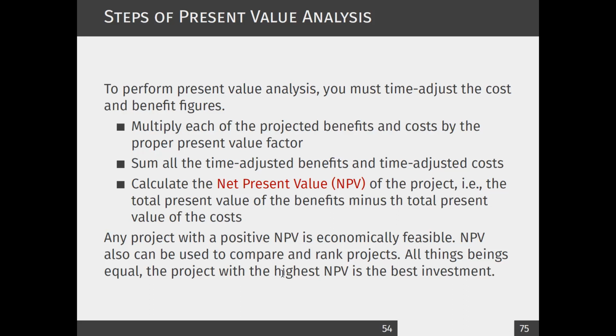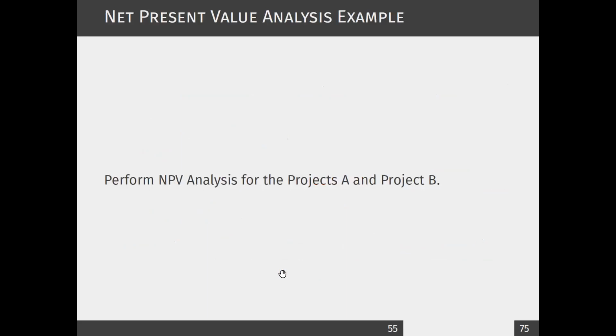Calculating net present value for a project is the total present value of the benefits minus the total present value of the costs. Any project with a positive NPV, net present value, is economically feasible. Other things being equal, the project with the highest NPV is the best investment. Right, so the next step is to find the net present value.